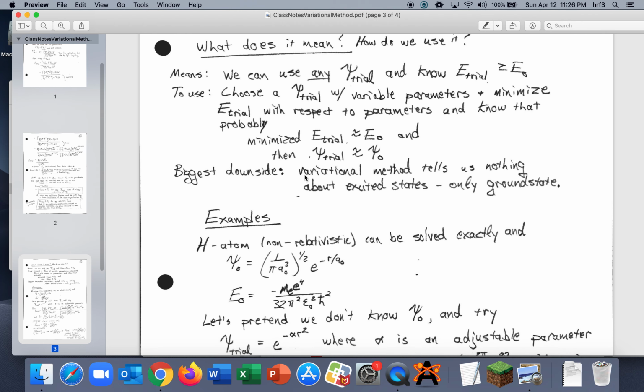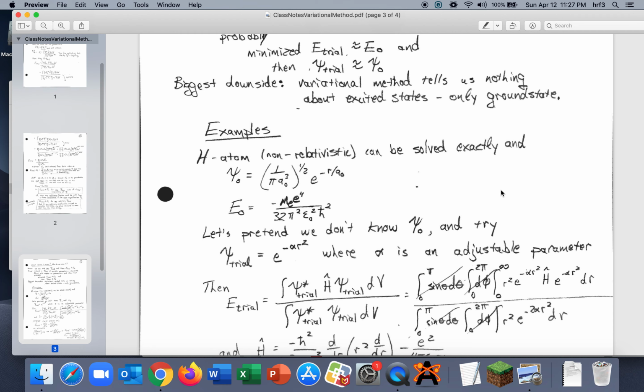The biggest downside of the variational method is it tells us nothing about excited states. This is only helpful for the ground state. Okay, let's look at a couple examples.